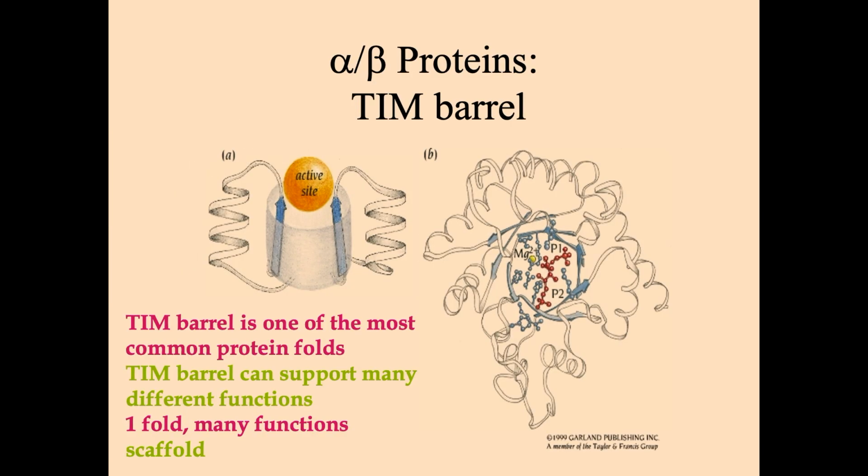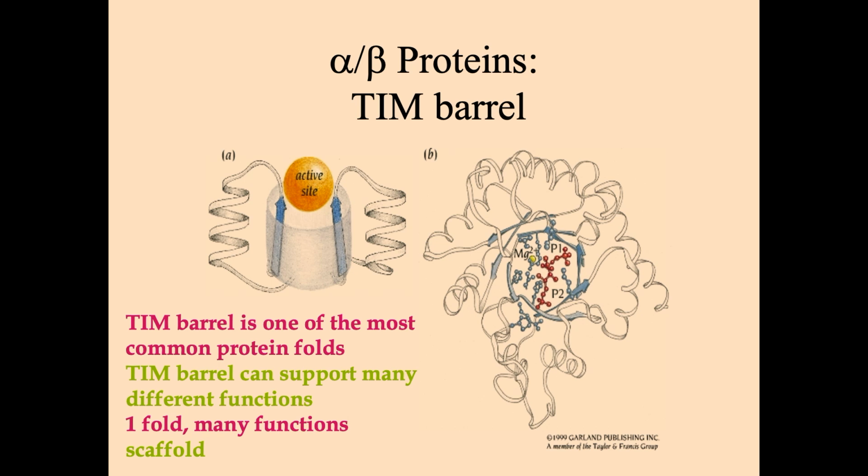So as I mentioned, the TIM barrel is one of the most common folds in protein structures. Even though you don't see any sequence signature that could be a TIM barrel, when you look at the structure, actually it's a TIM barrel. So essentially, a single fold can support many, many different biochemical functions. So that's the idea of a scaffold. One fold can support different functions.